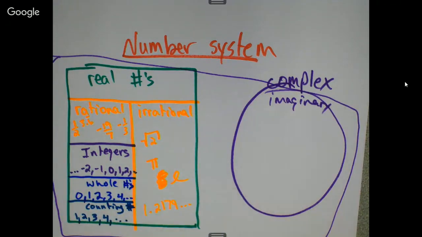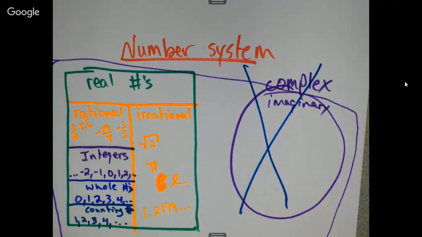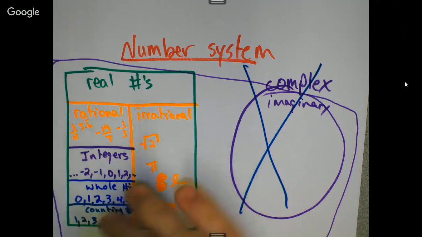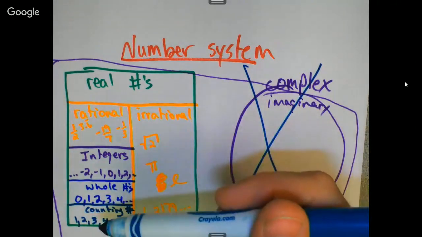Okay, and then I don't want you to worry about imaginary and complex quite yet. We will get to there later. But also, all of these we can graph on a real number line.